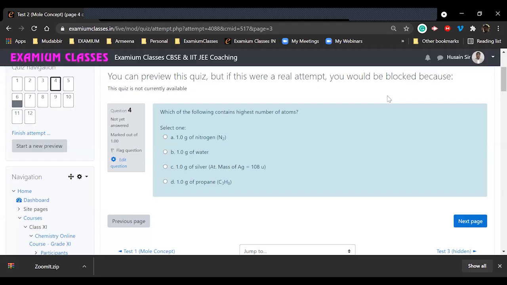If this concept is not clear, let me know, anyone. Don't hesitate if anything is not clear. Can you repeat? Sir, can you explain it again? Yes, nitrogen, water, silver, and propane.